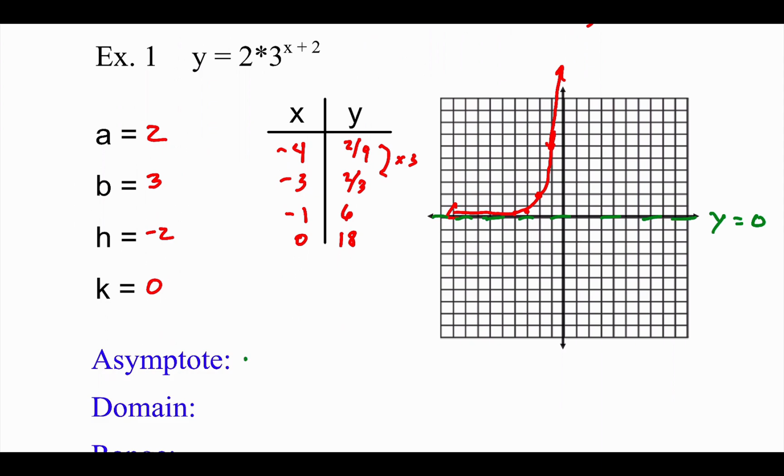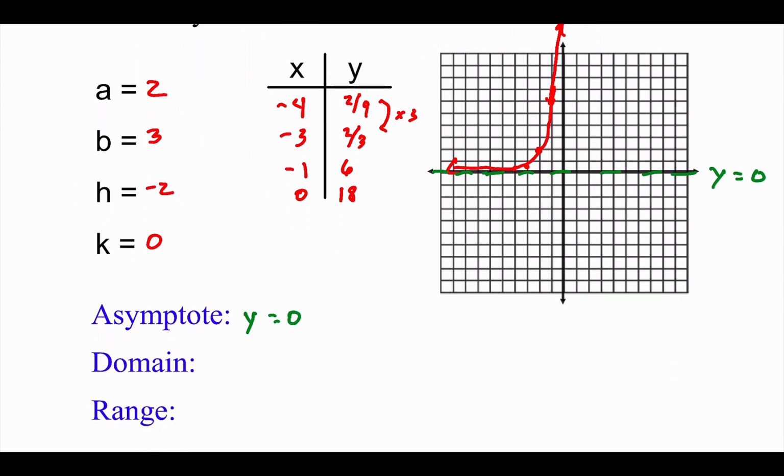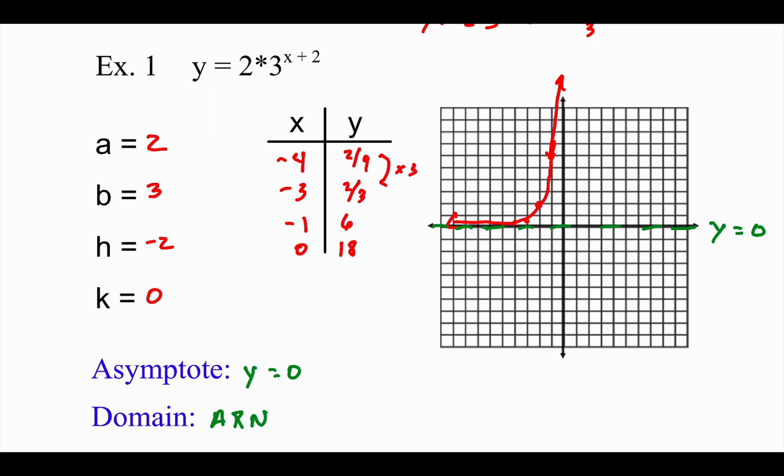Okay? Y equals 0. What's my domain of this? All real numbers. Yep, we could plug in any. I chose these values to plug in for x. I could have chosen anything. Didn't really matter. And what's the range? Y greater than 0. Y is greater than 0. That entire graph is above our asymptote.